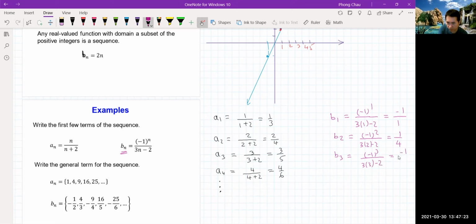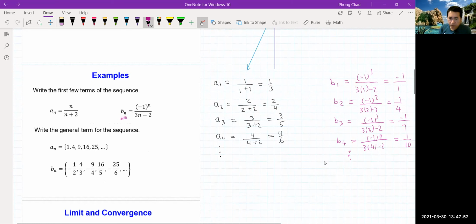It's negative 1 over 9 minus 2, so that'll be negative 1 over 7. And the fourth term would be negative 1 to the fourth power over 3 times 4 minus 2. This would be 1 over 10. And continue. Okay.